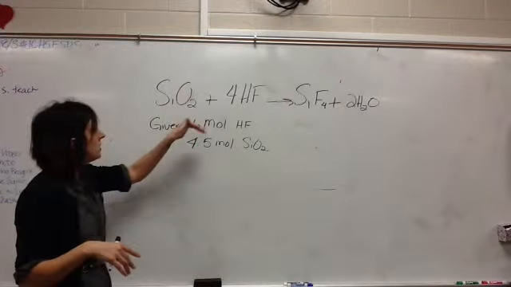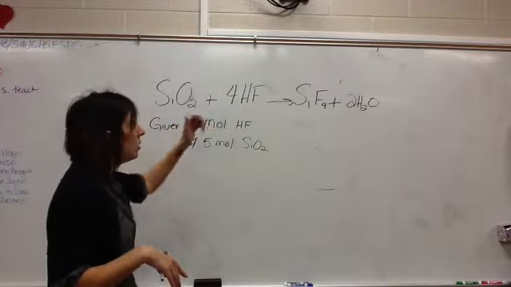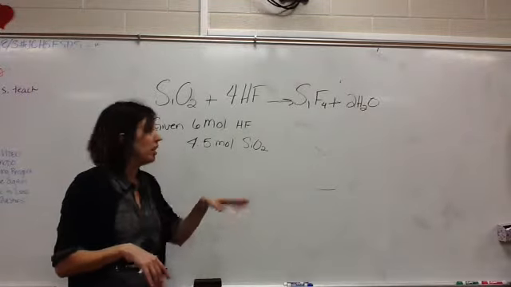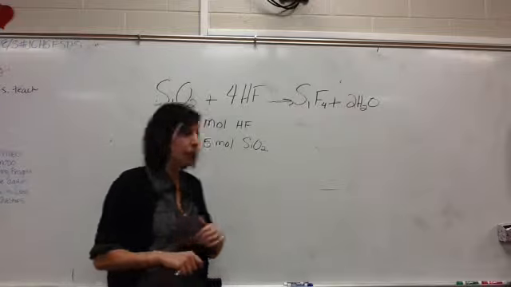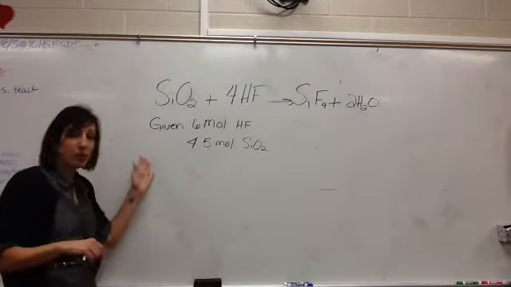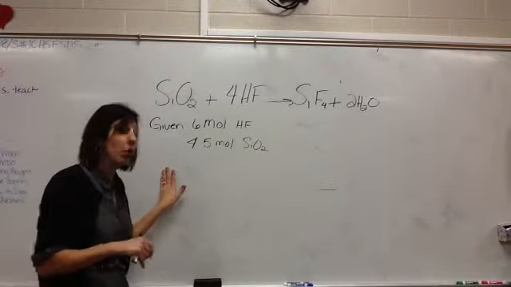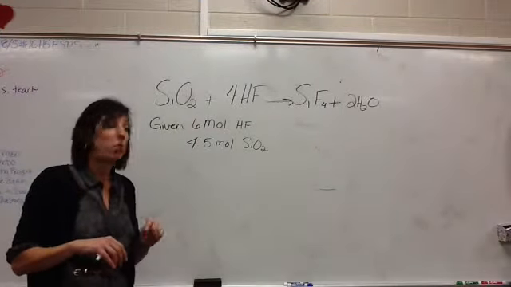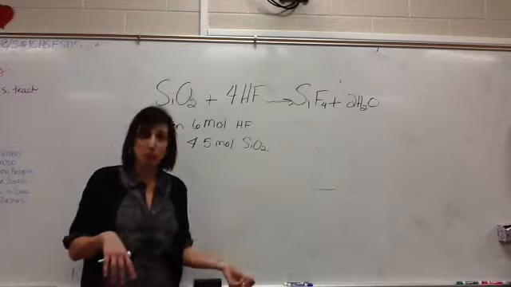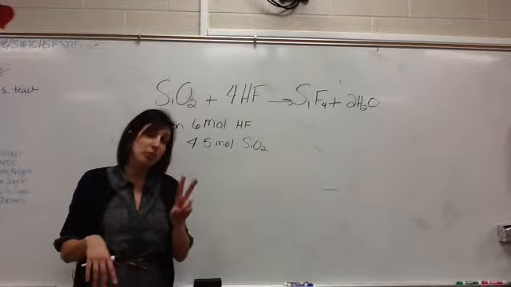For the first balanced equation, I have silicon oxide with 4 moles of HF. That is going to yield SiF4 plus 2H2O. The first thing we want to do is look at the problem and what's given. In the problem, we have 6 moles of HF, and we also have 4.5 moles of SiO2. We want to know which one's limiting. So we have to set up two ratios.